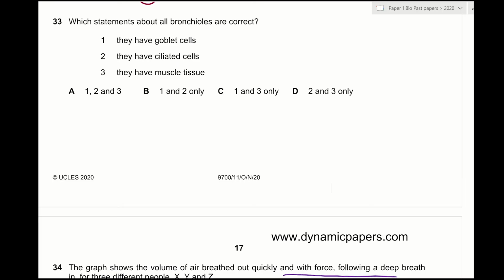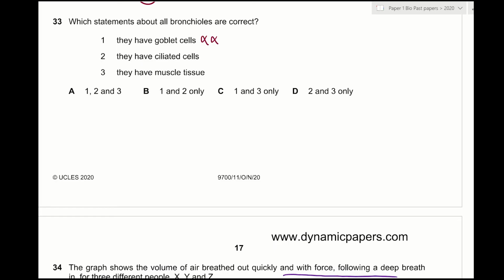Question number 33. Which statements about all bronchioles are correct? 1. They have goblet cells. Now, this was a very common misconception. Bronchioles never have goblet cells, or a very, very small amount, but it's so insignificant. What has goblet cells are trachea and bronchus.